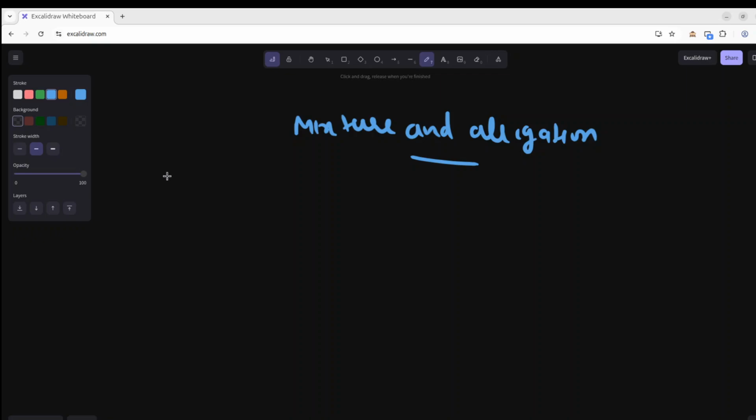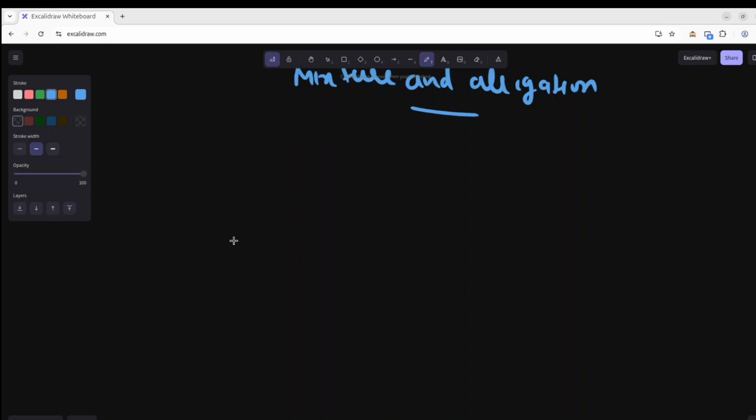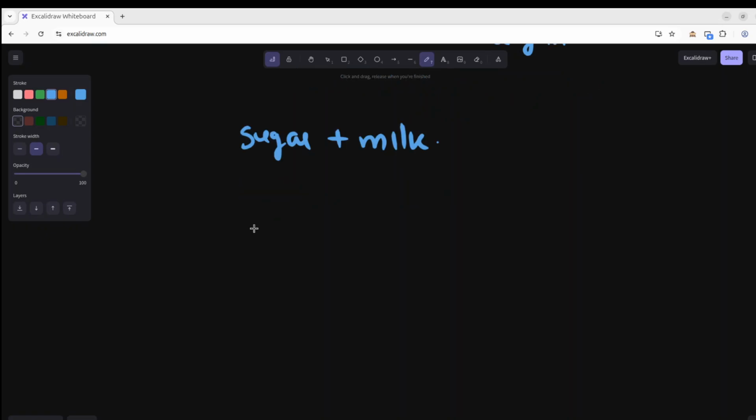What is a mixture? A mixture is formed by combining two or more substances. For example, sugar plus milk. It is a mixture, right? Here we are combining two or more substances. Similarly, tea plus sugar, that is also a mixture. Now we studied what is a mixture.